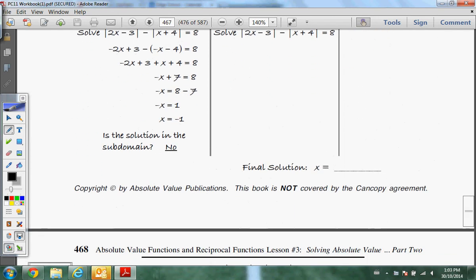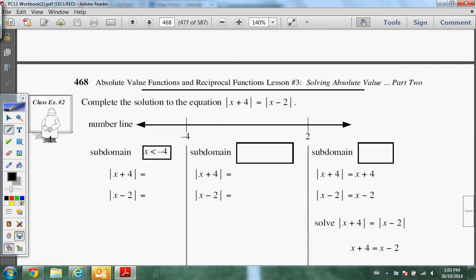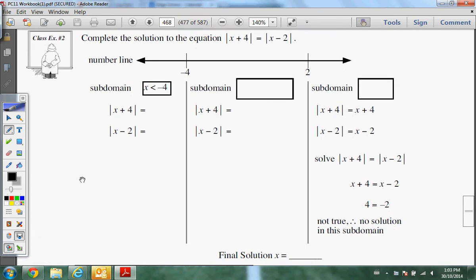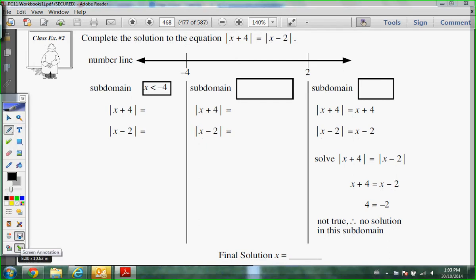Okay, so our last example says complete the solution to the equation. We have absolute value x plus 4, absolute value x minus 2. So what are my subdomains? So what are my zeros? 4 and 2, right? Okay, so on my number line, my subdomain is going to be greater than negative 4, less than 2. And our domain here is going to be x greater than 2.